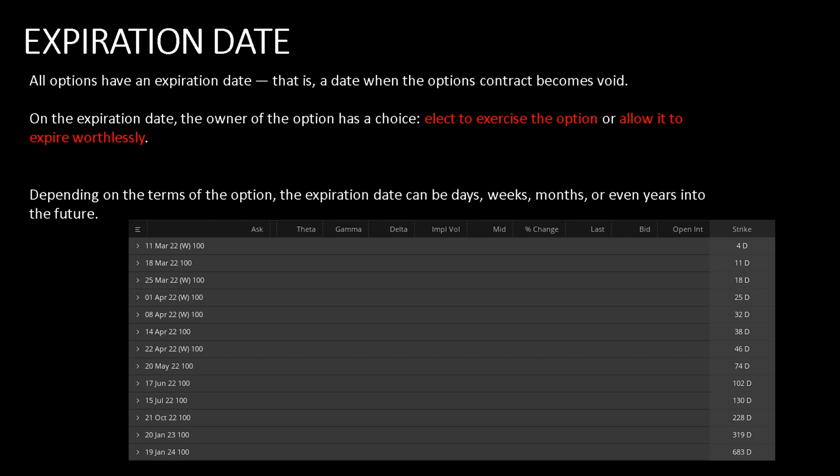All options have an expiration date, that is, a date when the options contract becomes void. On the expiration date, the owner of the option has a choice: elect to exercise the option or allow it to expire worthlessly.